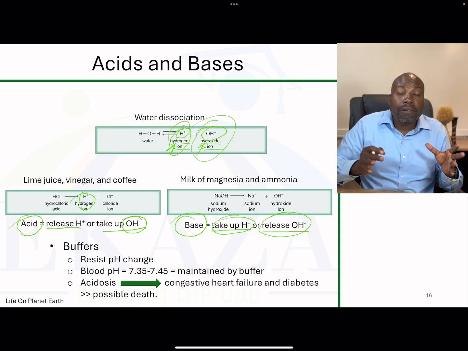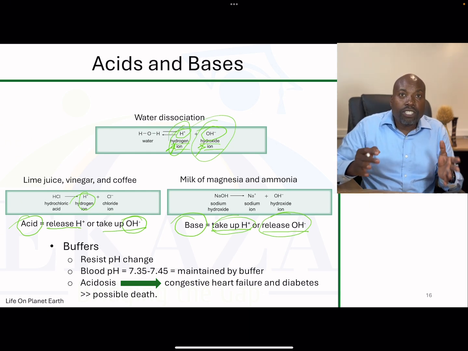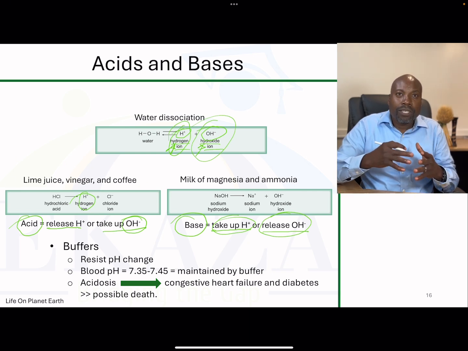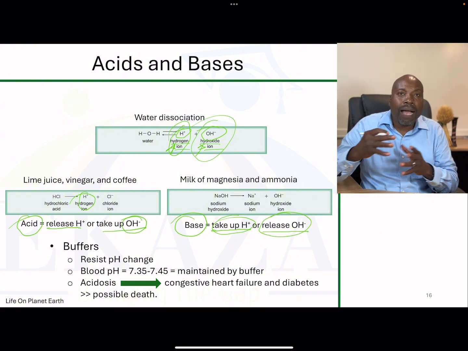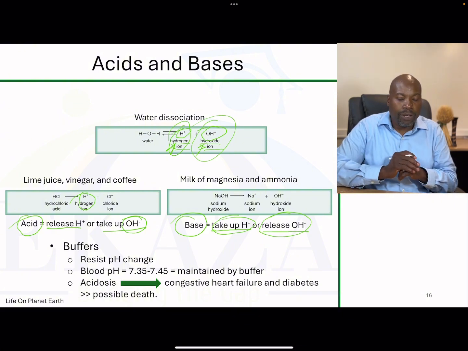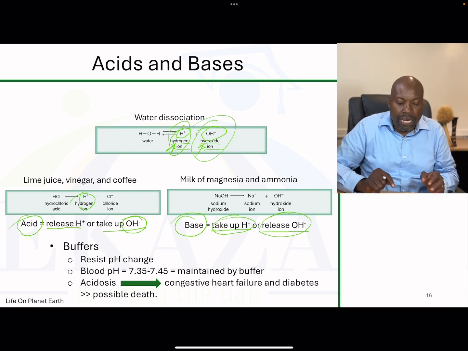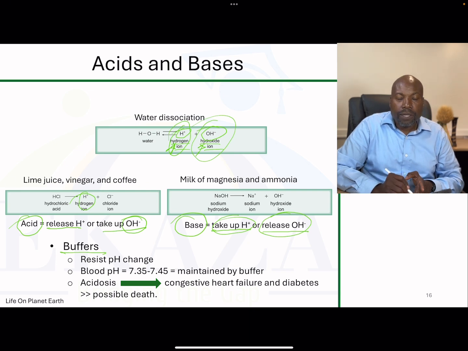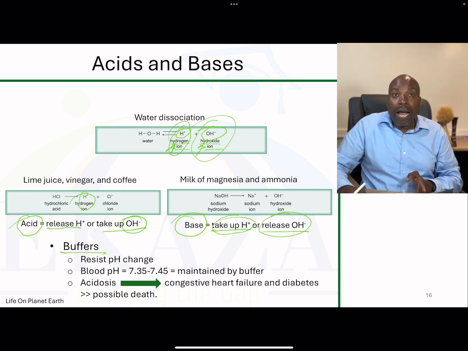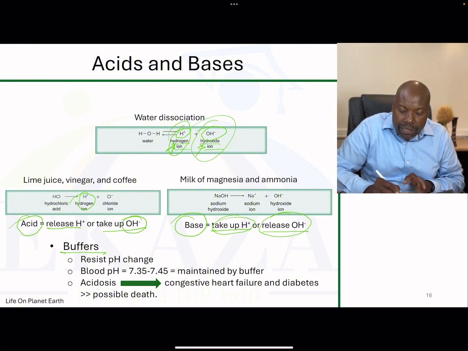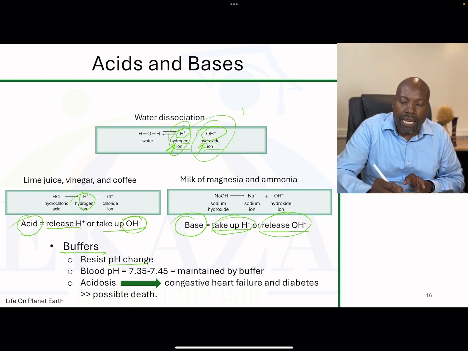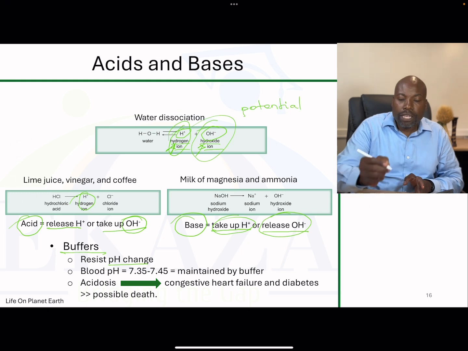Now, then we have other substances. These substances actually are able to resist change in the concentration of hydrogen ions and hydroxide ions. Whenever they are able to resist that change, we're going to call the substance a buffer. Now, you have that buffers are able to resist pH change, but what do we call pH? P stands for potential, H for hydrogen.